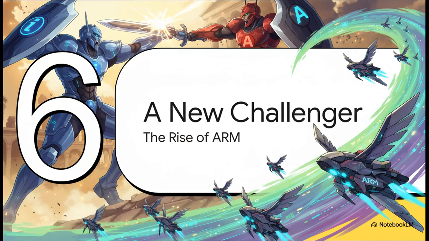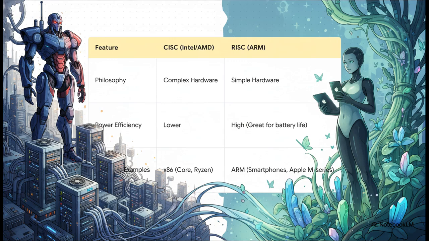But here's the twist. While these two giants were locked in their 50-year war, a totally different way of thinking about chip design was quietly getting stronger, and it's now threatening to upend their entire empire. Remember we mentioned CISC earlier? That's the Intel and AMD way. Make the hardware super complex so it can handle powerful multi-step instructions.